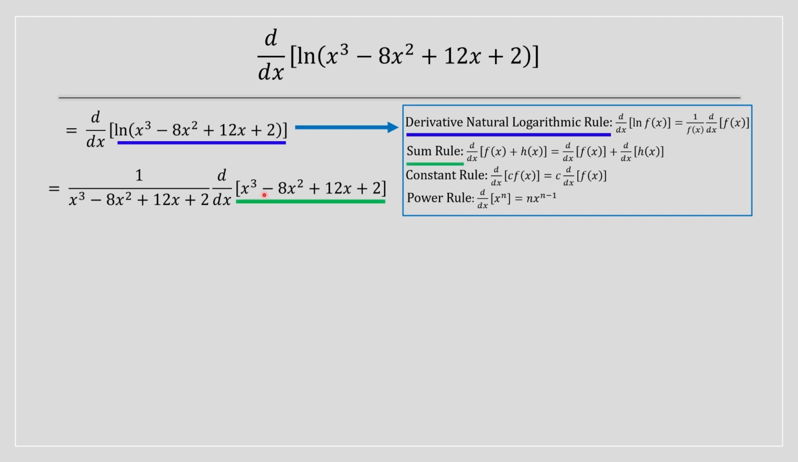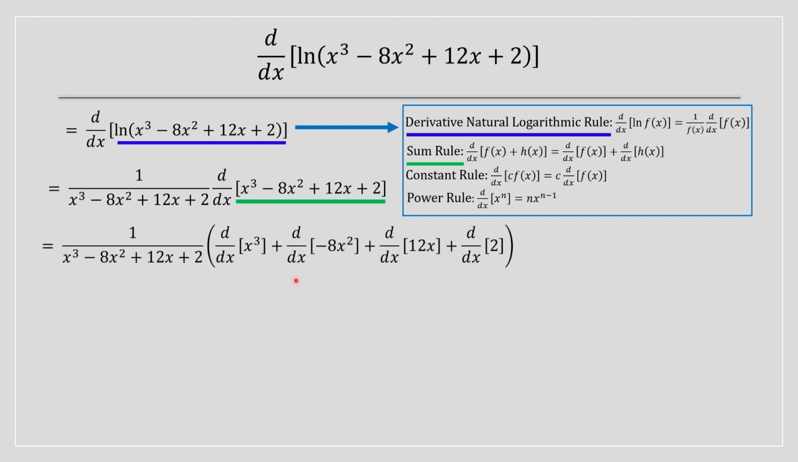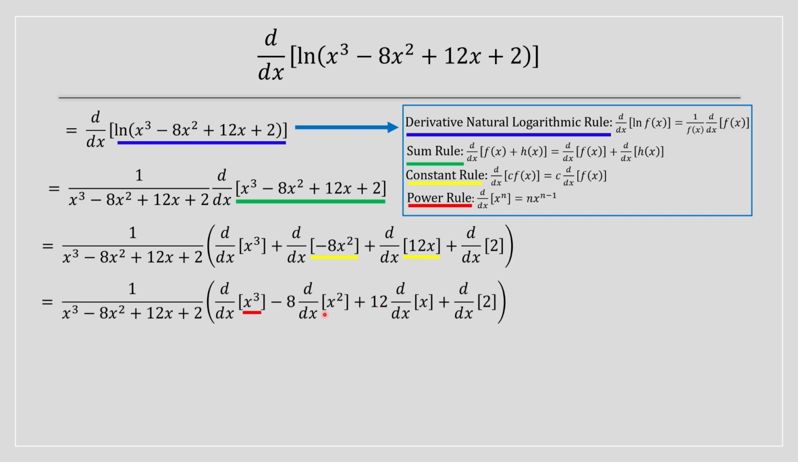We have to apply the sum rule over here, right? Because we have a plus symbol, even a minus, we have to distribute. Now once we did that, we could remove this negative by applying the constant rule over here, and over here too. So we apply the constant. Then we got to apply the power rule over here, and over here, and over here, and over here.